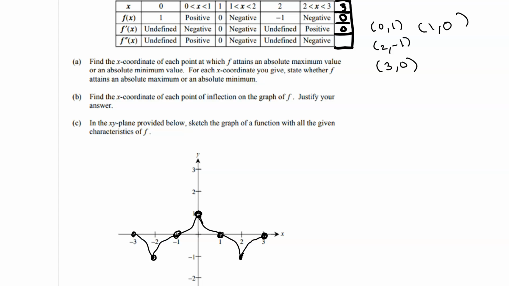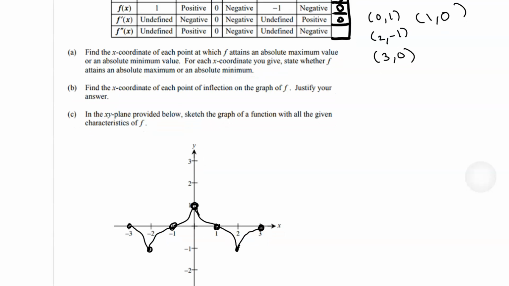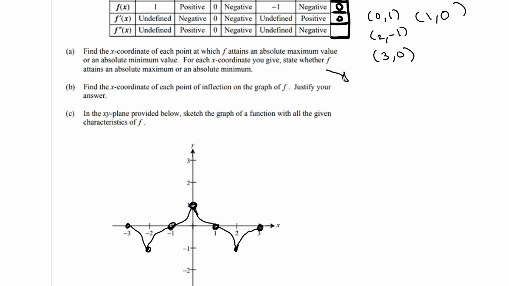All right, so find the x-coordinate where f attains its absolute maximum or an absolute minimum. All right, then state whether it attains them. So we've got x equal to 1 as our absolute max, right, because it's at 1, so that's our highest point overall. Absolute min, we have 2 points that are at -1, so we don't have 1 point that's our absolute min.